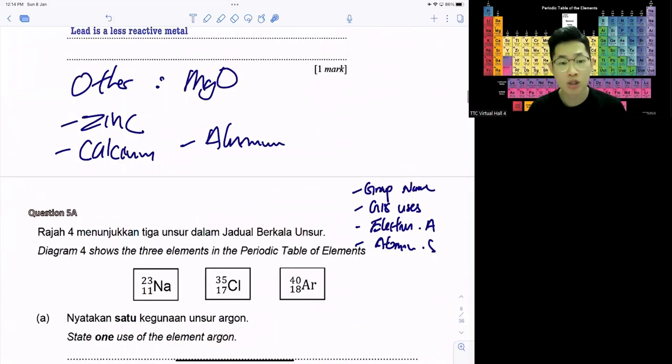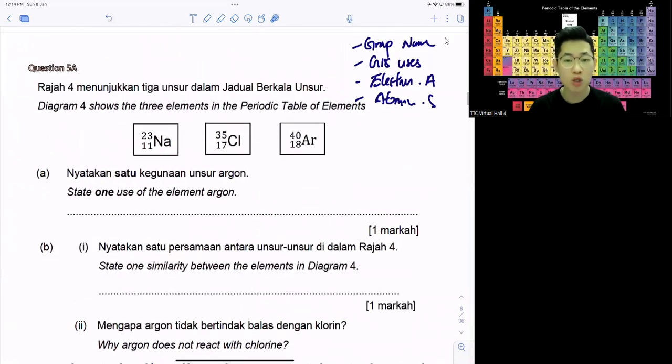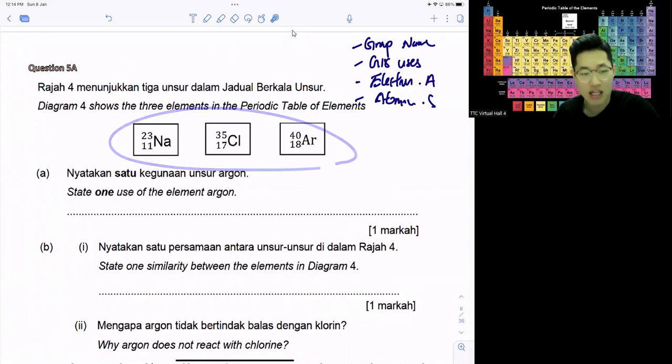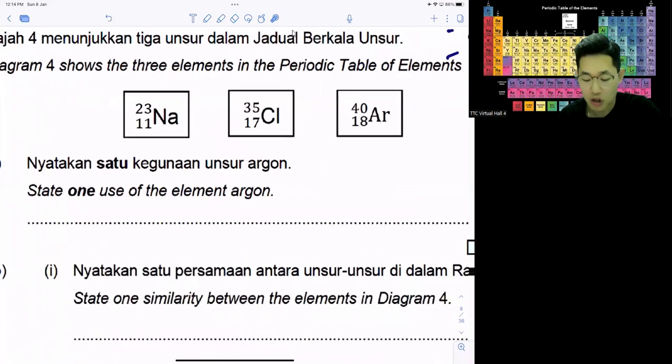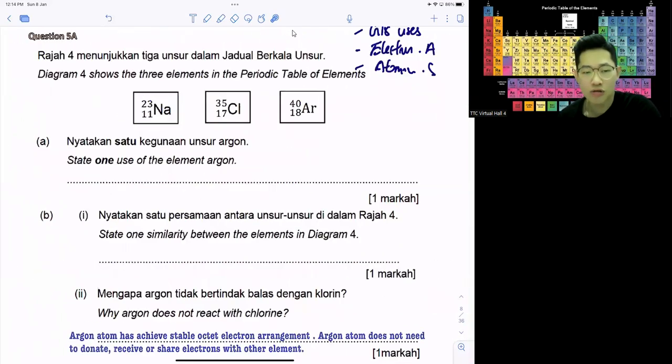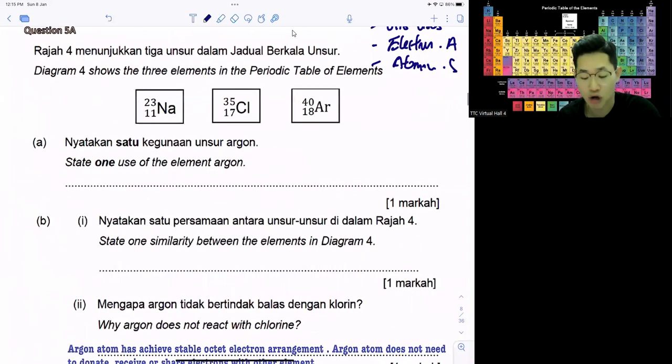Okay, try to do this question. Pause your video and do your question. And next, Question 5 is about the periodic table. The given information is called the standard representation, as we discussed earlier with nucleon and proton. They can ask you to draw the electron arrangement.